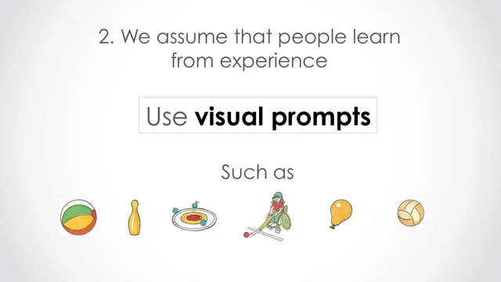Now these can be simple symbols or images, and this sort of technique is used widely in special education circles to depict an activity that you're going to do. So, for example, if you're going to do a basketball type activity, use a basketball picture to depict that kind of activity.